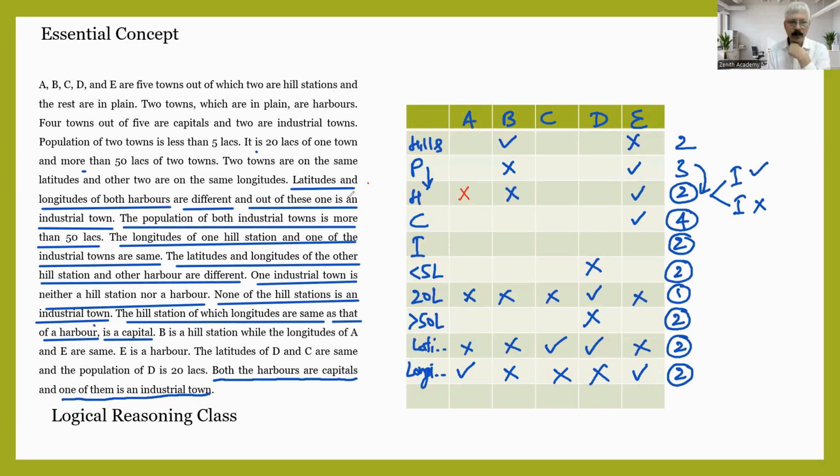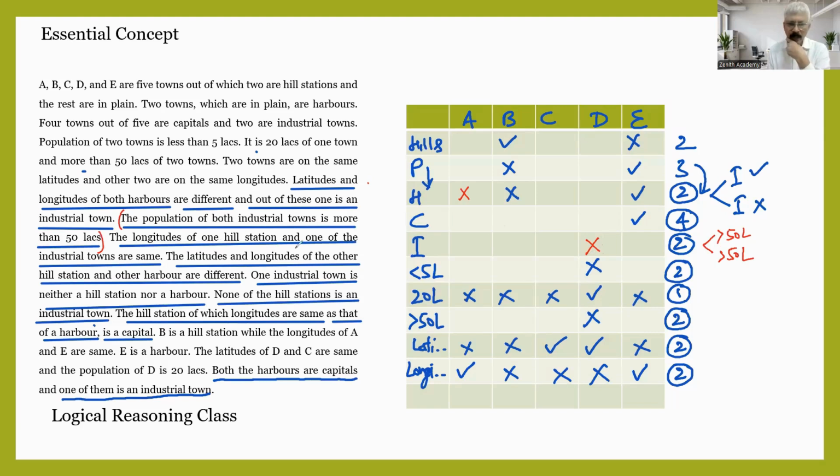And out of these, one is an industrial town. The population of both industrial towns is more than 50 lakhs. D is 20 lakhs, so it cannot be industrial. This cannot be industrial, because industrial towns are both greater than 50 lakhs, and the population of D is 20 lakhs.